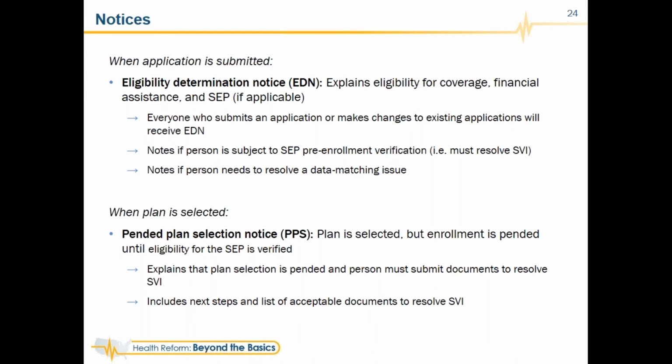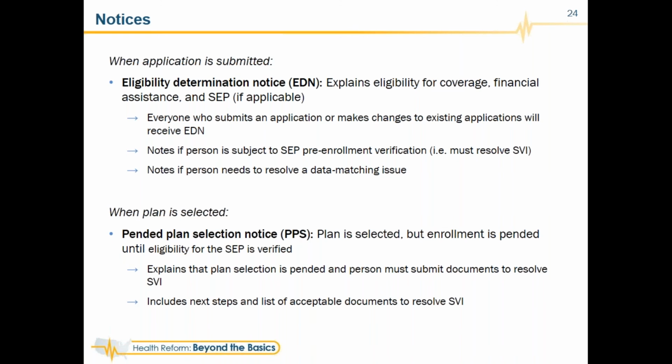If the person needs to provide documentation to resolve another matter, like a data matching issue, the eligibility notice will also explain that. So imagine a consumer subject to both an SBI and a data matching issue. That would be a lot of information and could be a little bit confusing. So we're going to get back to that type of situation later in the presentation, but just wanted to pause for a second and put that in your head, that there might be lots of people, or some people at least, that have an EDN that are trying to explain that both of these things are happening.